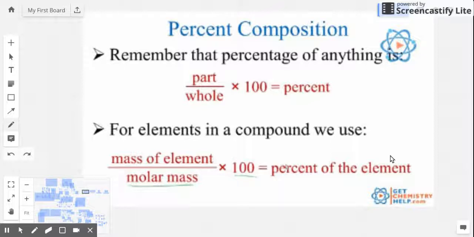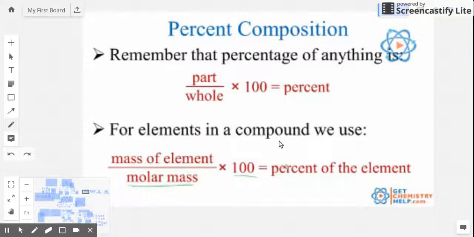Percent composition. When we talk about percent composition in chemistry, we talked about how much is the percentage of a certain component that makes up a certain pure substance. So in other words, when we talk about percentage, it's always the part, the component you're looking for, divided by the whole, which has to be multiplied by 100 for you to get the percentage value of that particular part.